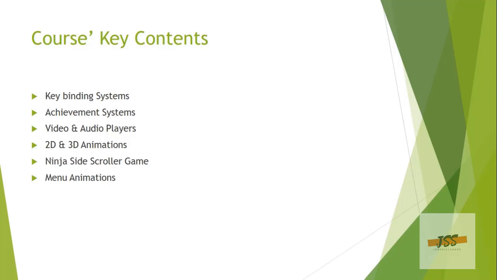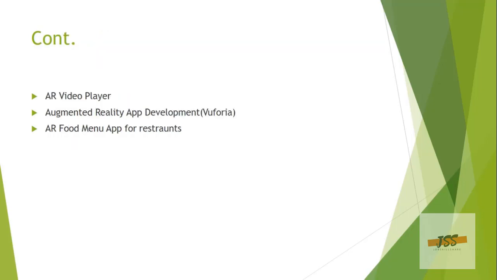Key contents of the course, as mentioned in the previous lecture, are as follows: key binding systems, achievement systems, video and audio players, 2D and 3D animations, ninja side scroller game, menu animations, augmented reality video player, augmented reality app development using Vuforia, augmented reality food menu app for restaurants.